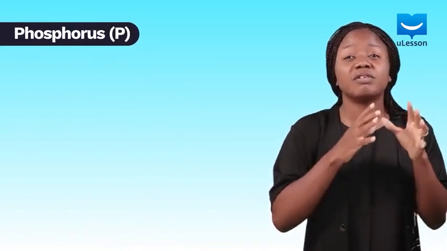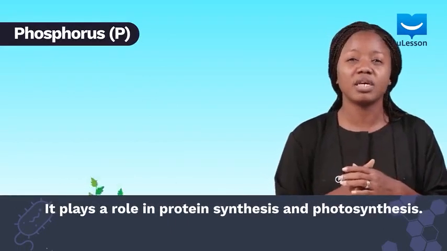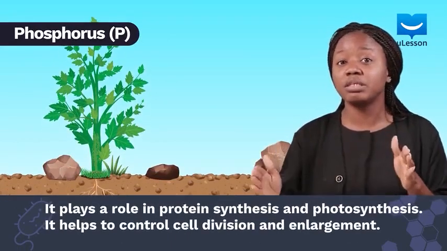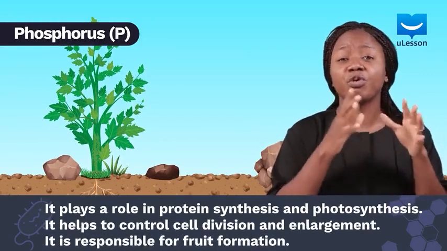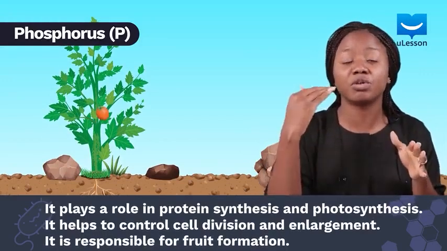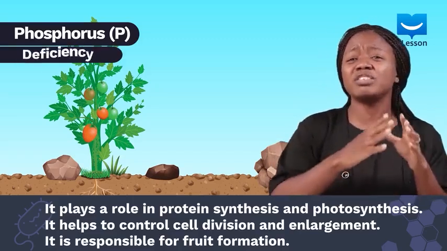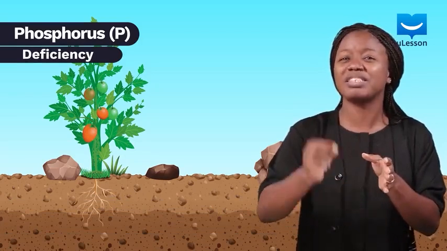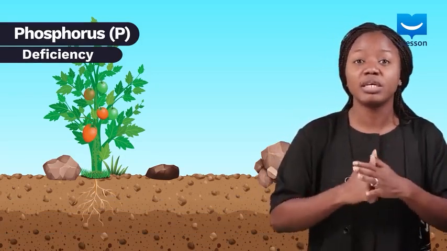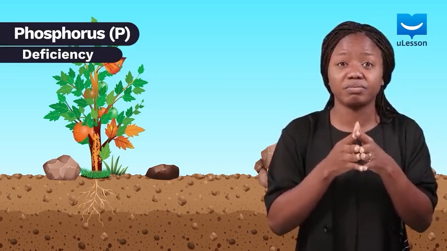Then we have phosphorus. Phosphorus plays a very important role in the formation of proteins and in photosynthesis. It helps to control cell division and cell enlargement in plants. It is also responsible for fruit formation because it helps the plant to develop flowers, and fruits are formed from flowers. Phosphorus deficiency can easily be spotted in plants with poor growth and root development because it helps the root hairs to grow. The leaves and stem of such a plant may even start turning reddish brown.